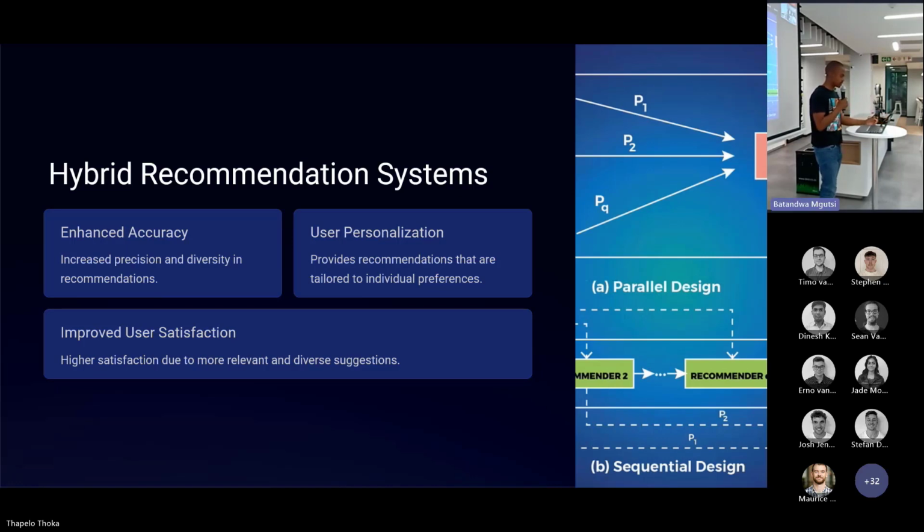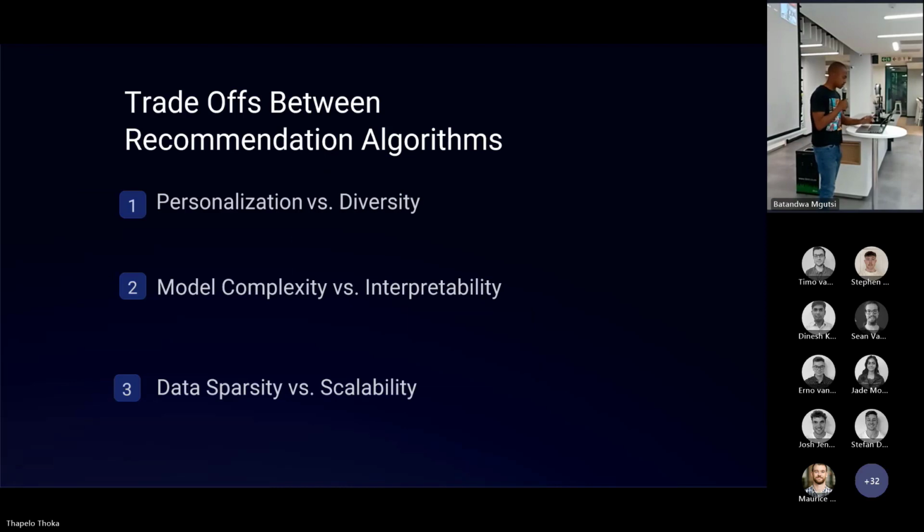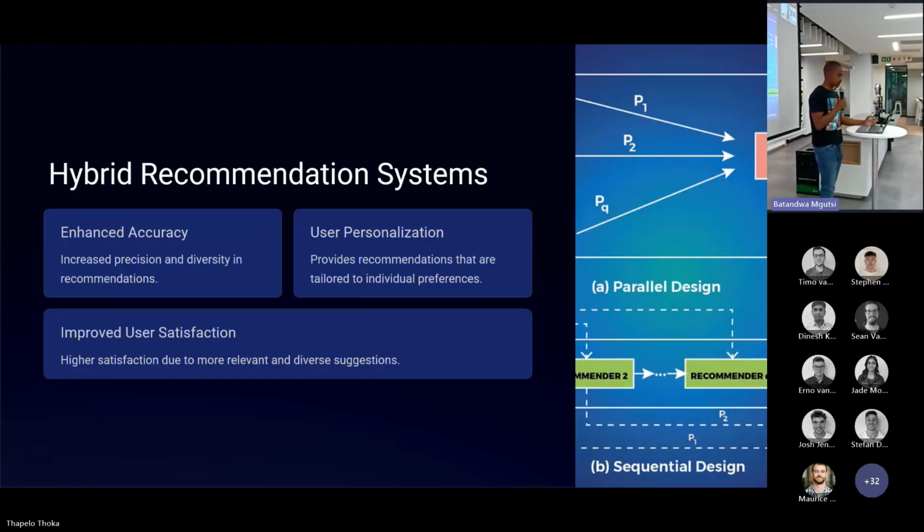Some of the advantages of using hybrid recommendation systems are enhanced accuracy of recommendations, user personalization, and by extension, user satisfaction.